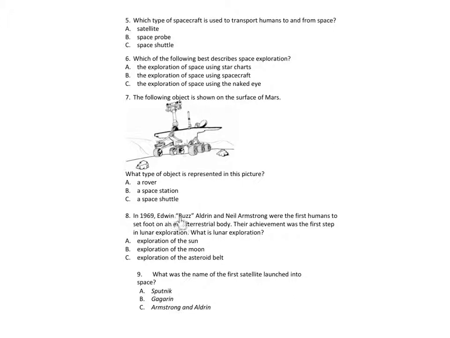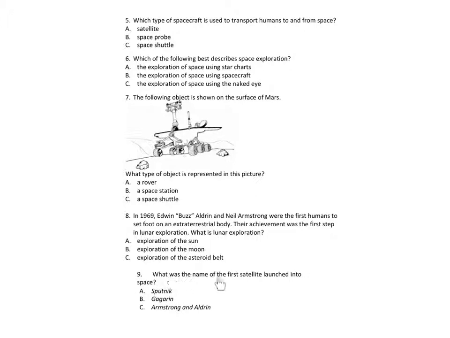Number 8. In 1969, Edwin Buzz Aldrin and Neil Armstrong were the first humans to set foot on an extraterrestrial body. Their achievement was the first step in lunar exploration. What is lunar exploration? A. Exploration of the sun. B. Exploration of the moon. C. Exploration of the asteroid belt.